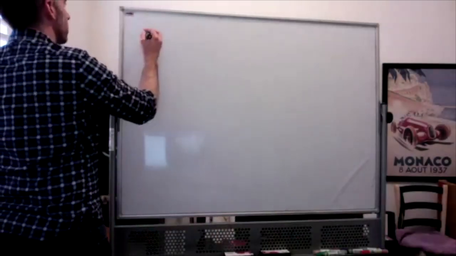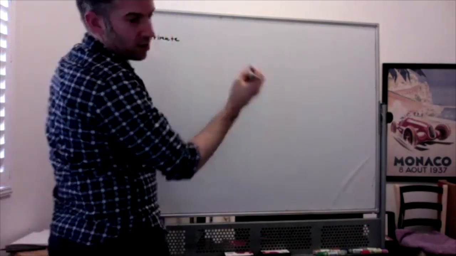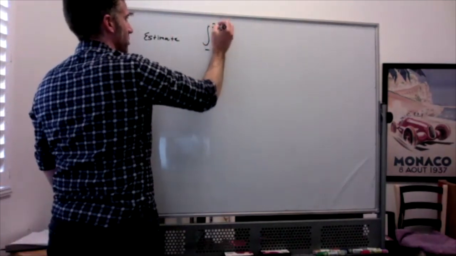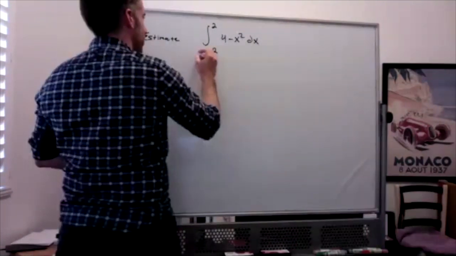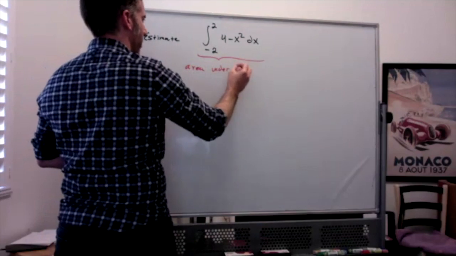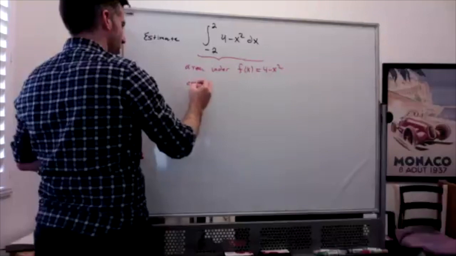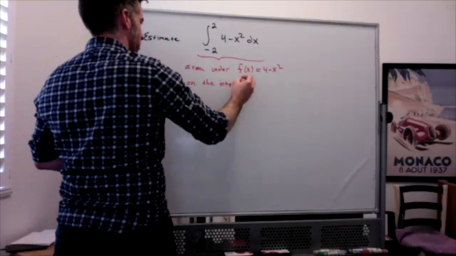This question: how to estimate the area under the curve. So I'm going to write it this way: integral from -2 to 2 of 4 minus x squared dx. And again, all that says is the area under f of x equals 4 minus x squared on the interval from -2 to 2.